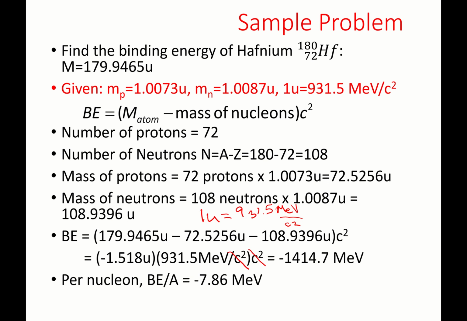If I convert that into binding energy per nucleon, dividing by the number, that's the superscript, so that's our 180, I get minus 7.86 MeV.